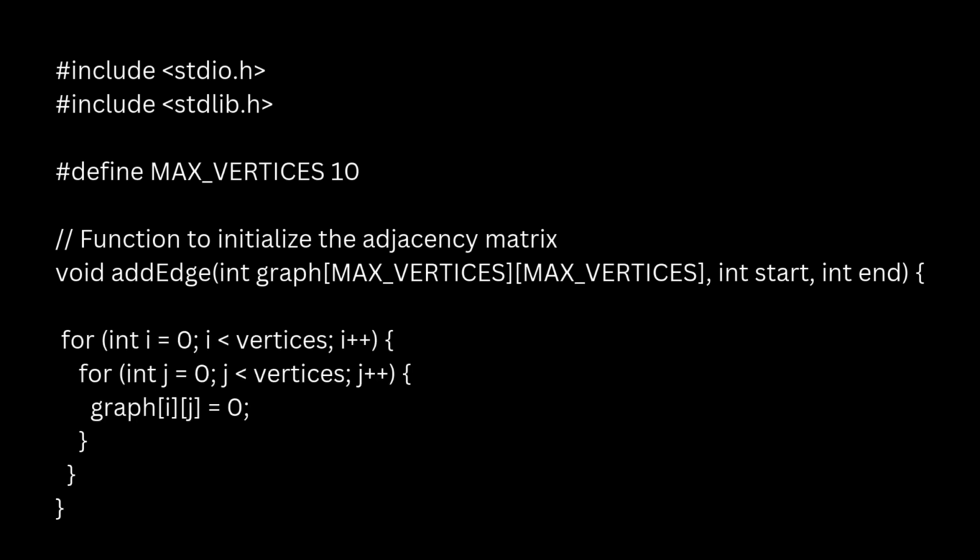The for loop iterates through the matrix for each vertex pair i and j. graph[i][j] = 0 sets all the elements in the adjacency matrix to 0 initially, meaning there are no edges between any vertices at first.